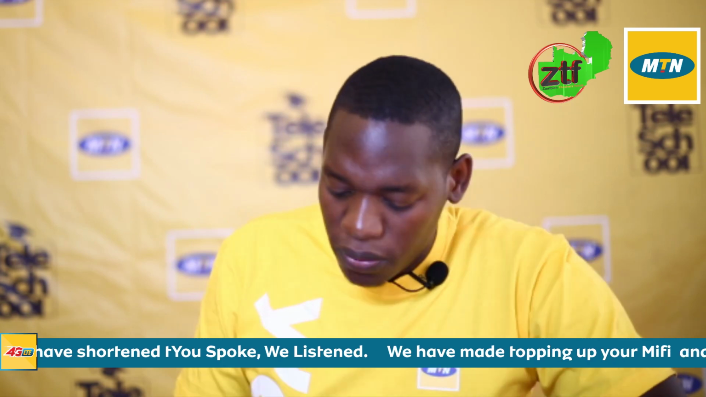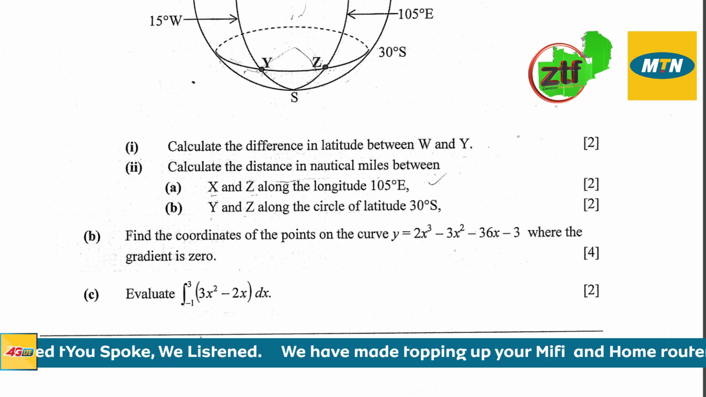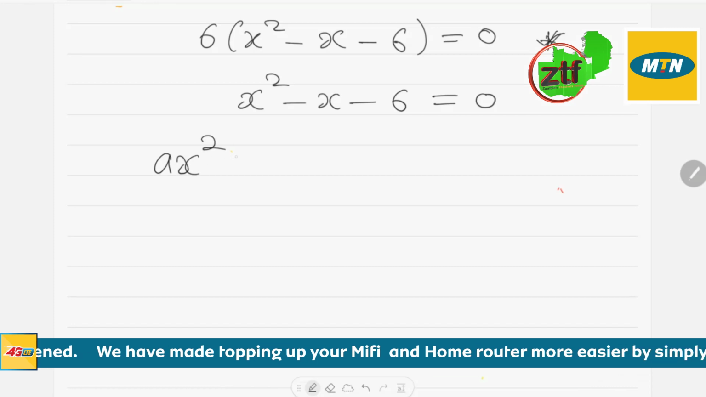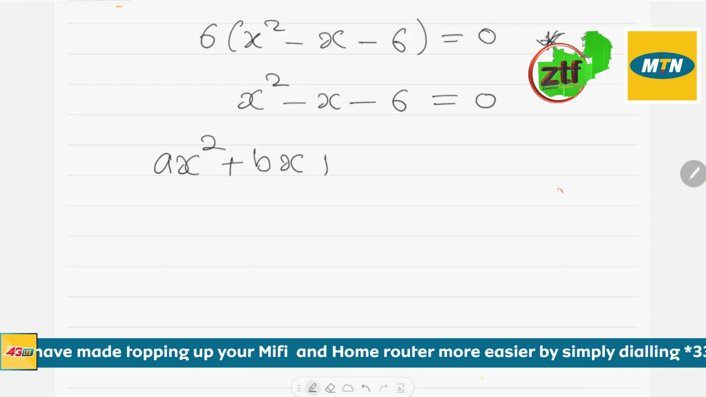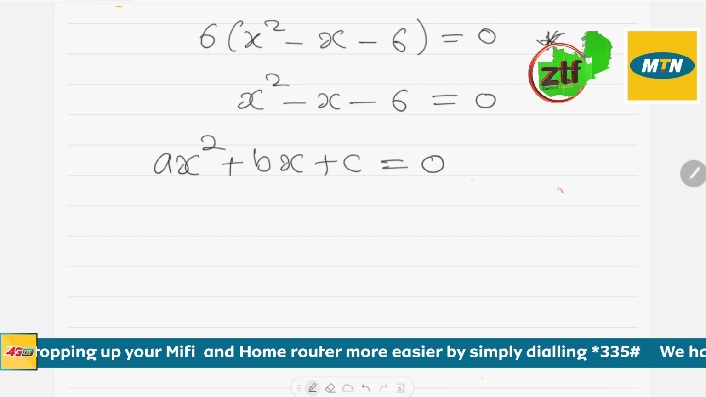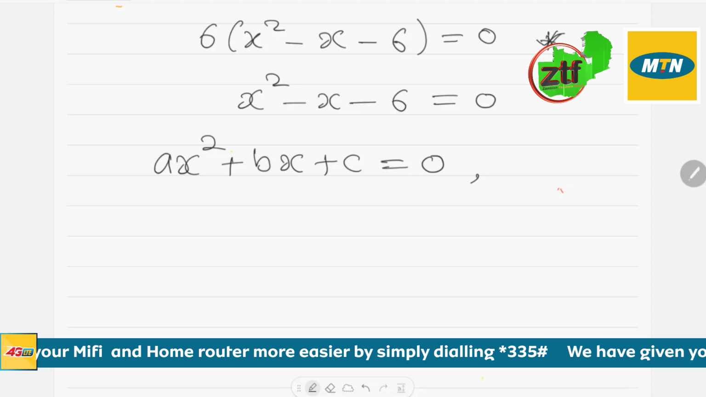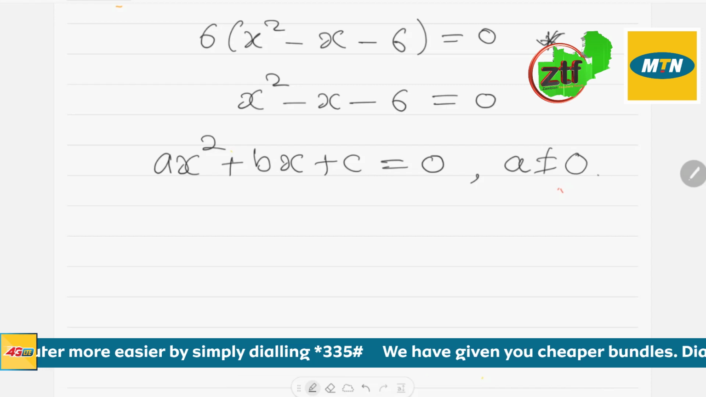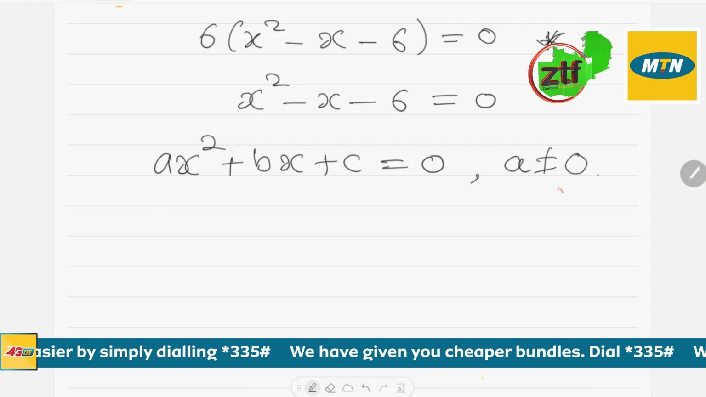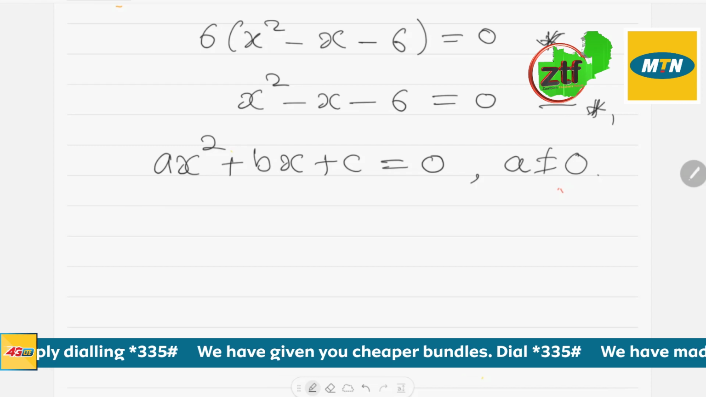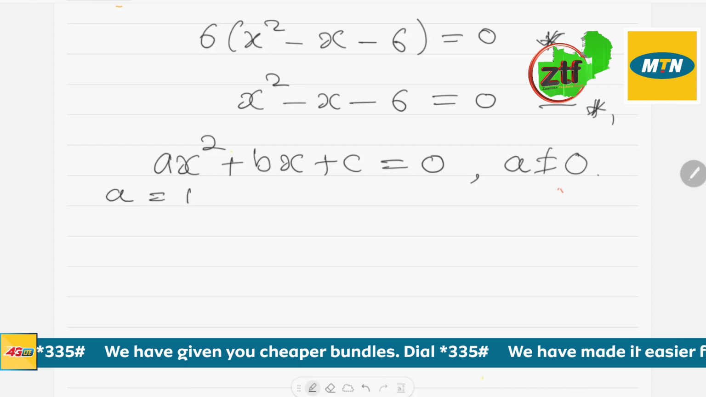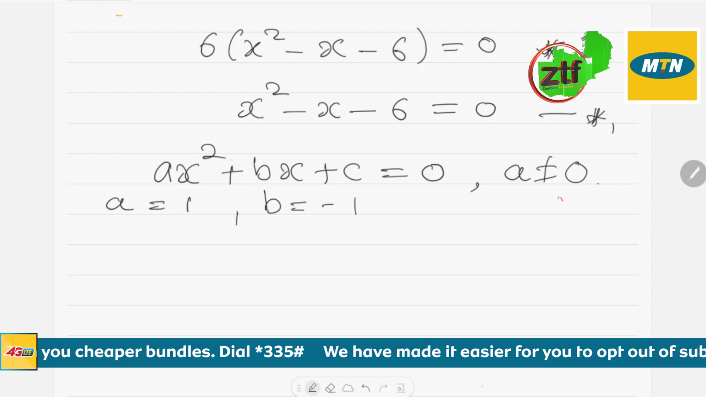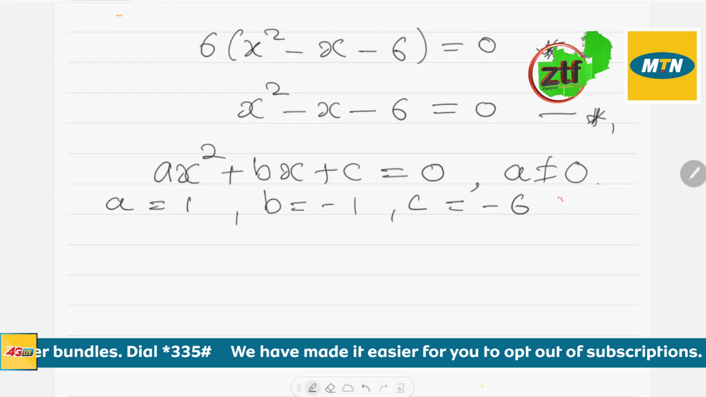So how do you use factorization method? Well, the general definition of a quadratic expression is that this is an expression which is in the form of ax squared plus bx plus c is equal to 0, where a, b, and c are constants and a is not equal to 0. So the first thing that you do is that you identify the value of a. So in this case, from our star 1, the value of a is 1, which is the coefficient of x squared. The value of b is negative 1, which is the coefficient of x. And the value of c is negative 6, which is a constant.